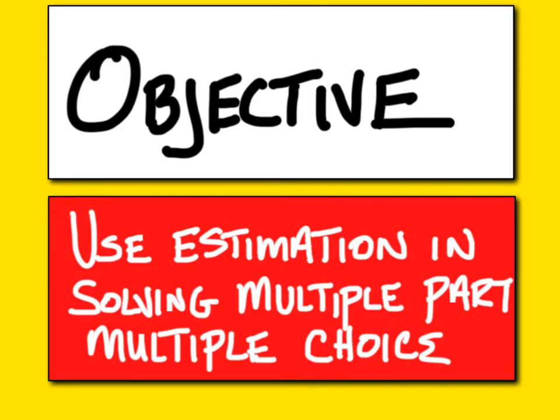You are going to use estimation as well as your calculator in solving multiple part, multiple choice problems. These problems have, on the Common Core test, 2 drop-down boxes because you're taking the Common Core end of course exam on a computer. It has not one section that has multiple choices, but 2 within one problem.